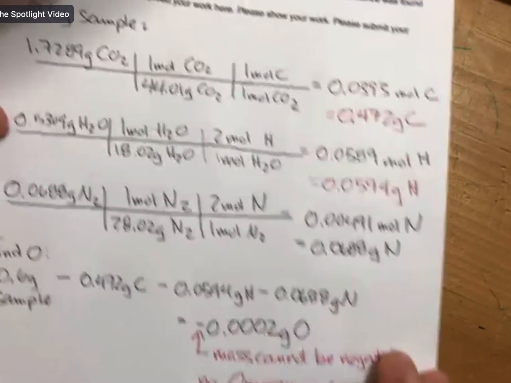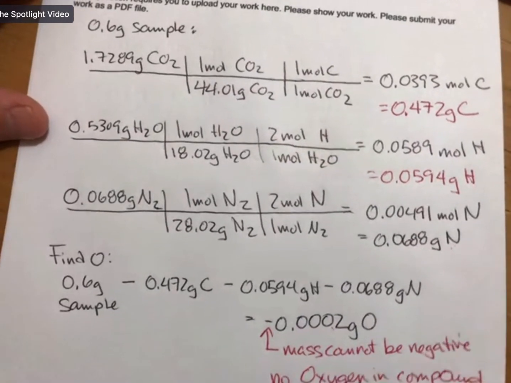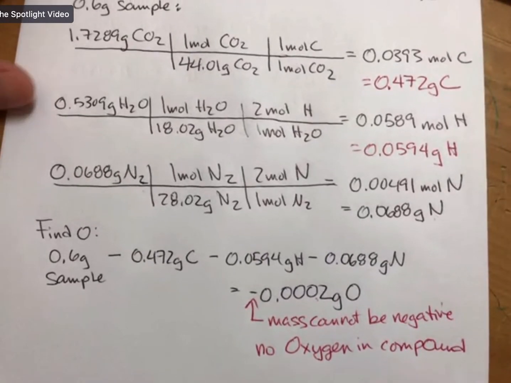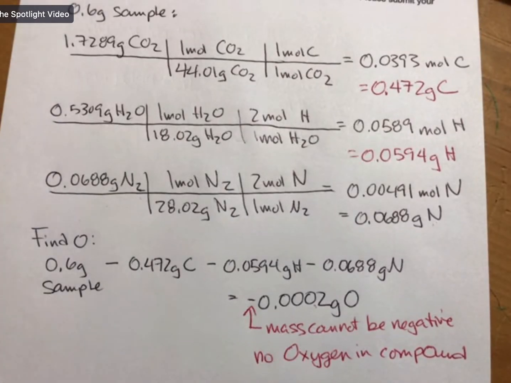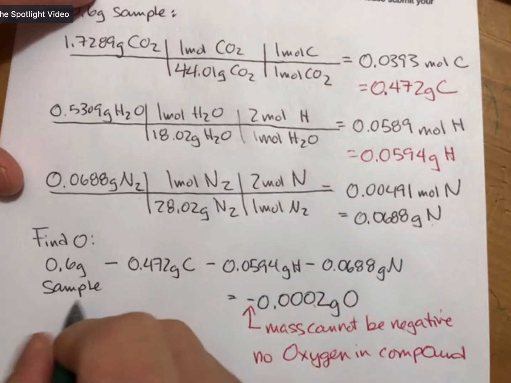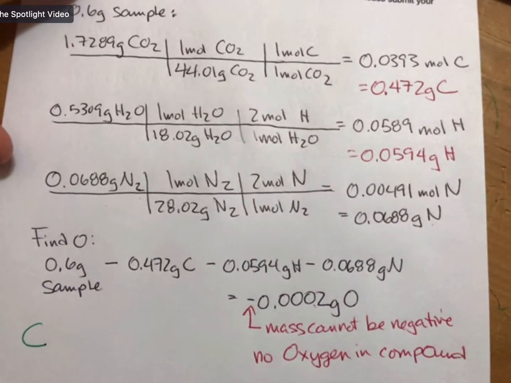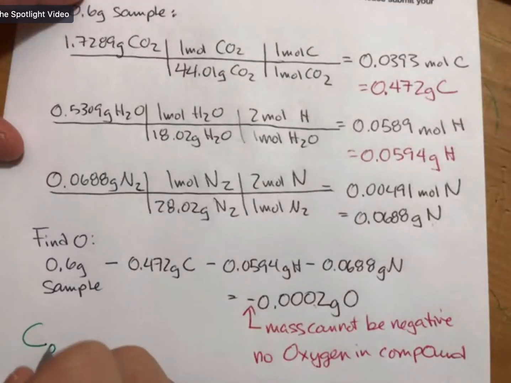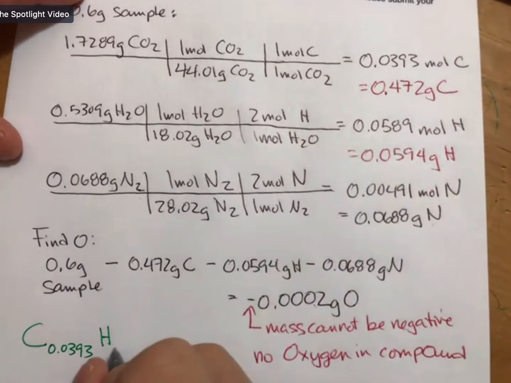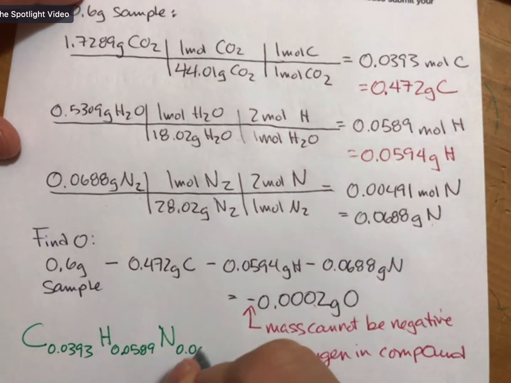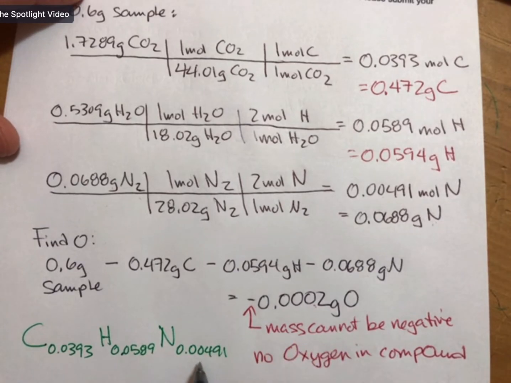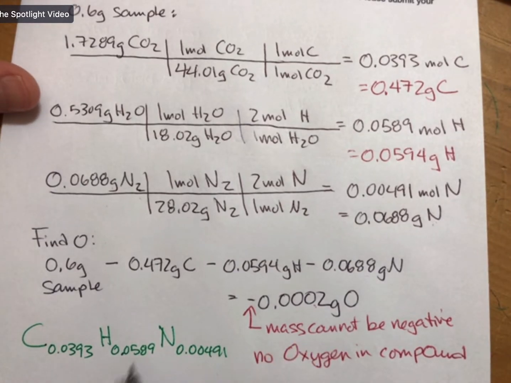Are there any questions about that, how I figured that out? I think we talked about this before. If not, I meant to. If not, then let's gather things up. I like to gather things up down here and say C and my moles of C, 0.0393, H, 0.0589, N, 0.00491, and then divide by the smallest number, which is the 0.00491.